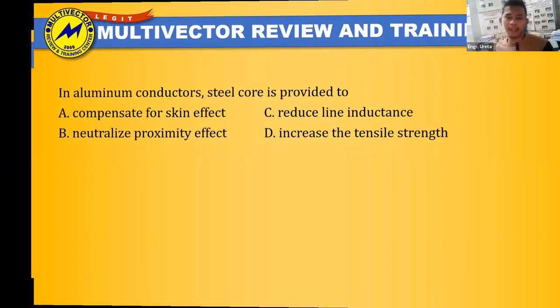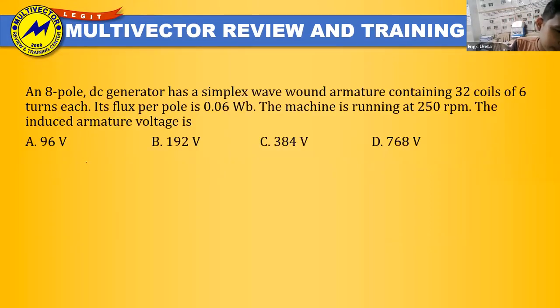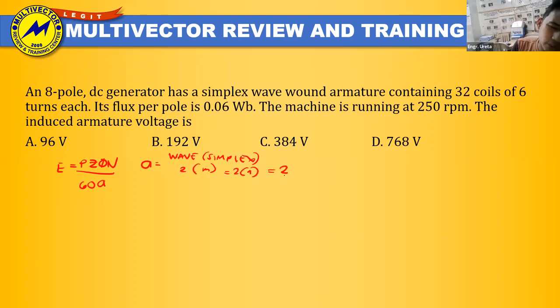Problem 90. Okay? So EMF generated by generator, ito pa rin yung formula: PZ flux all over 60. So hanapin muna natin yung parallel paths. Parallel paths since wave siya, wave simplex, 2M, 2 times 1 kasi simplex. Therefore, A is equals to 2.